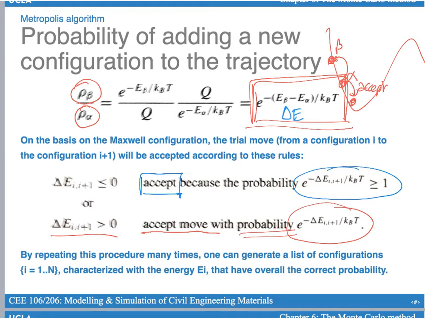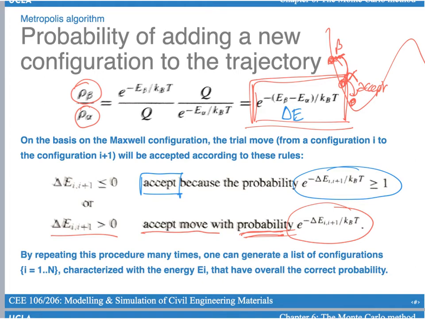So this is exactly the probability that you are going to use to decide whether you are going to go to the new configuration beta or stay at the configuration alpha. So in this case, you will either accept this move and go to beta, or just stay in configuration alpha in a random way, with a probability of accepting or refusing this new configuration that is given by the ratio of those Maxwell distributions.